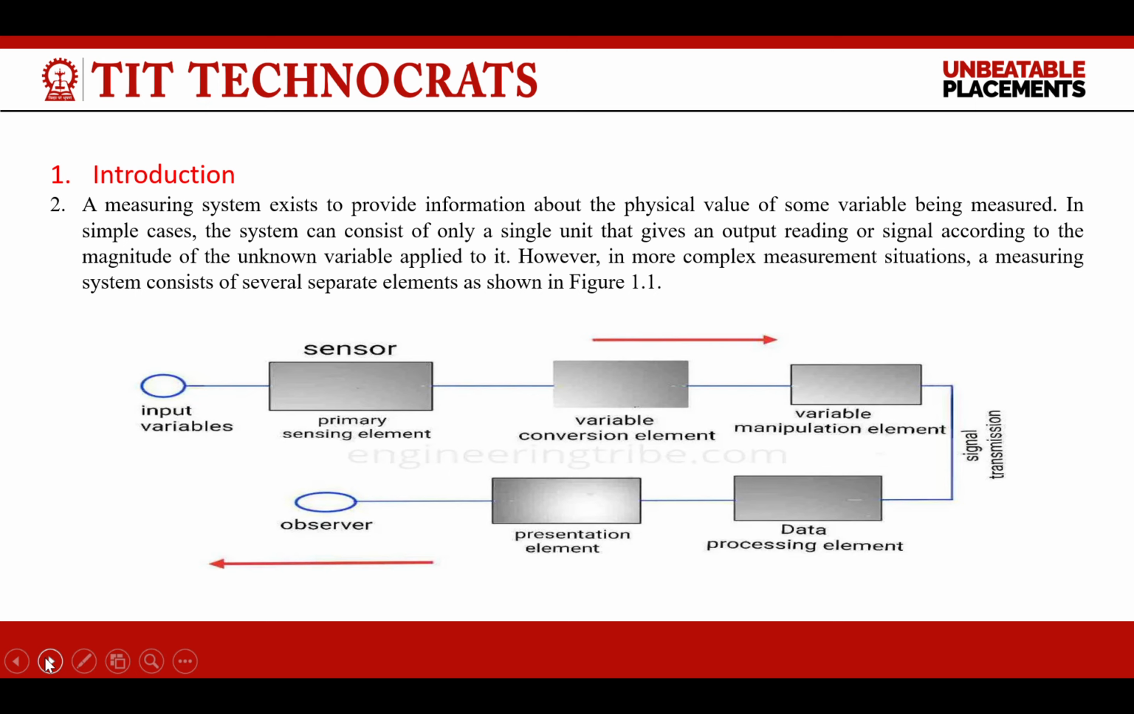In simple cases, the system can consist of only a single unit that gives an output reading or signal according to the magnitude of the unknown variable applied to it. We can understand this with the help of a diagram. Input variables are applied to the sensor, next to the variable conversion element, next to the variable manipulation element with the signal transmission, to the data processing element, next to the presentation element. So the output is taken at the observer side.